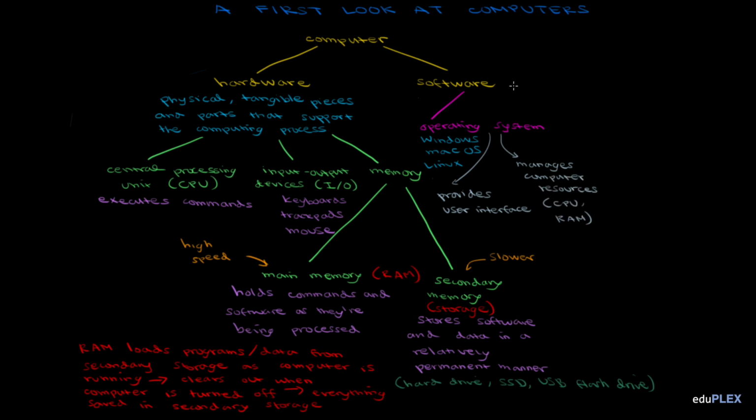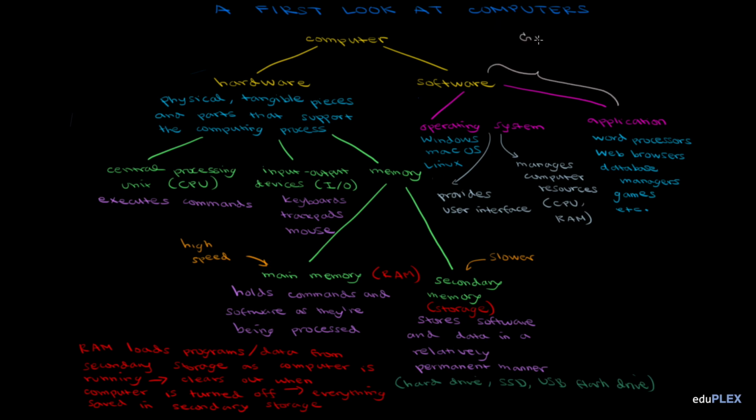The second type of software is an application, which is a generic term for just about any software other than the operating system itself. This includes word processors like Microsoft Word, web browsers like Google Chrome, database managers, games, and even missile control systems. Most modern operating systems and applications have a graphical user interface, or a GUI, which uses graphical screen elements like windows, icons, menus, and scroll bars, basically anything we can point and click to.